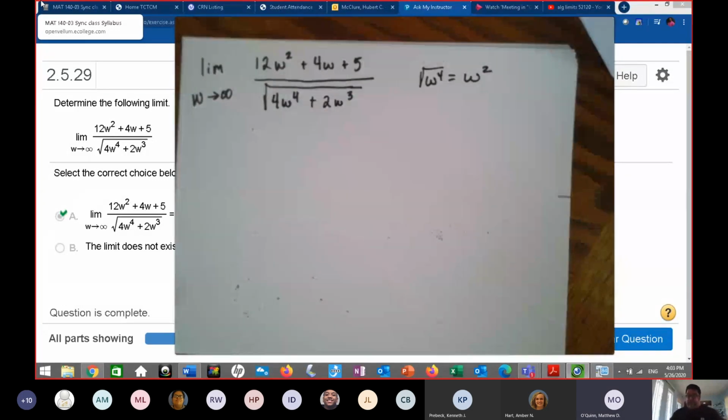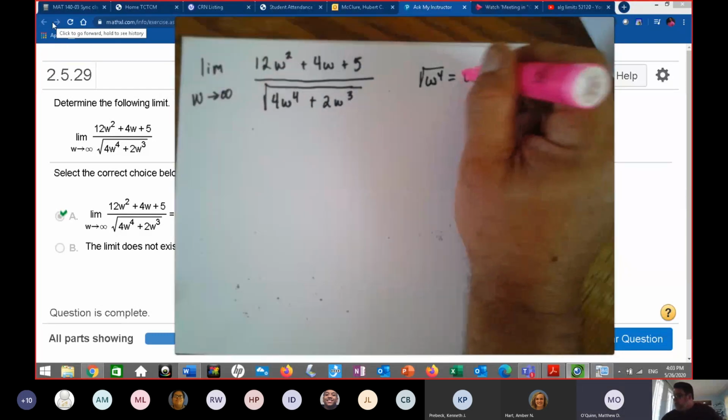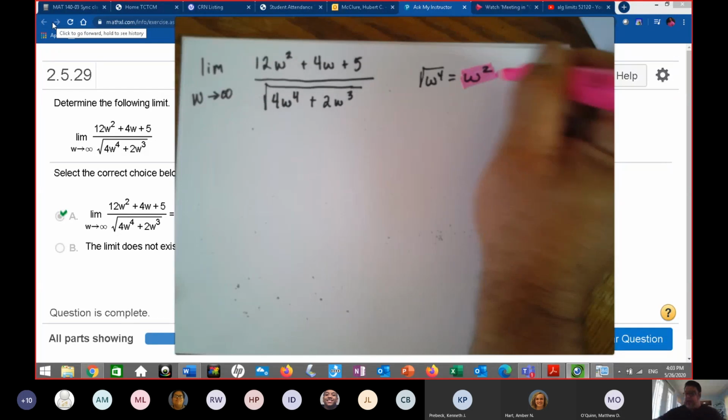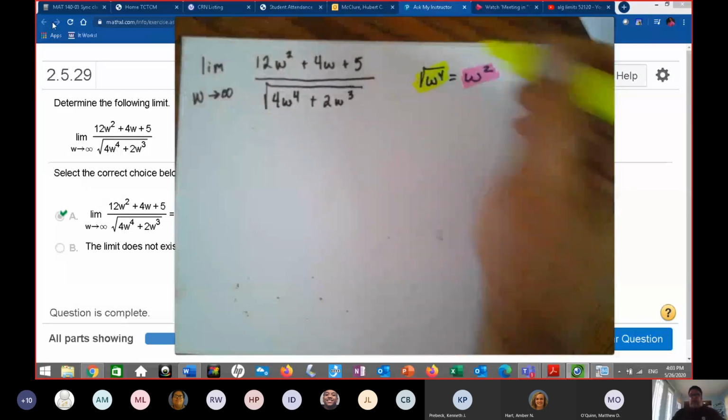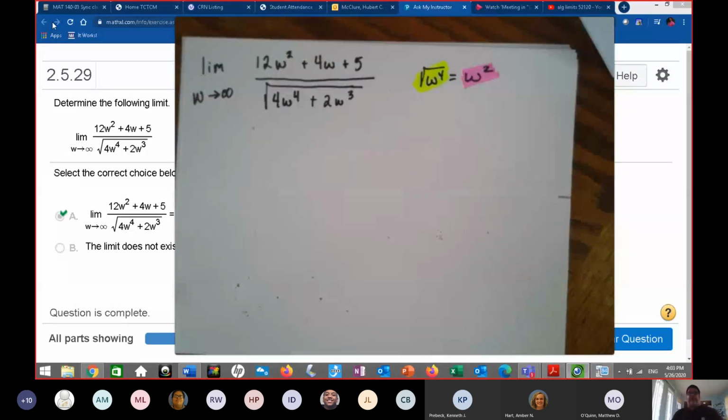So I'm going to write this, and I'm going to put a pink highlight on that right there. And I'm going to put a yellow highlight on this. Right quick, what's the square root of W to the fourth? W squared. Okay, so W squared is equal to W to the second power. I'm not pulling any shenanigans here.